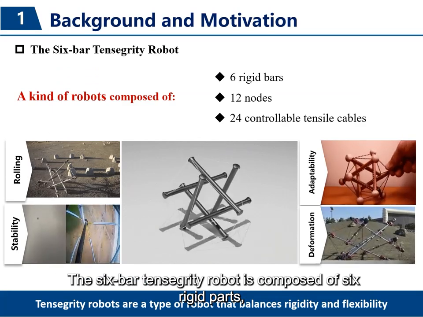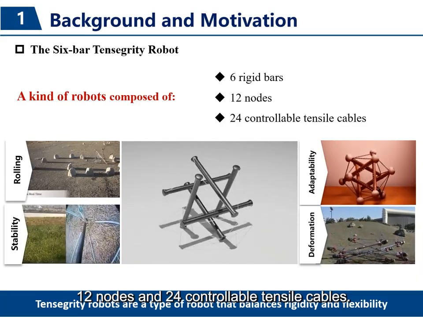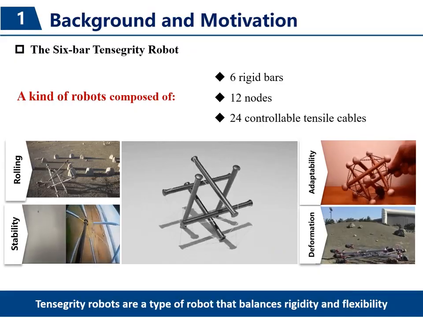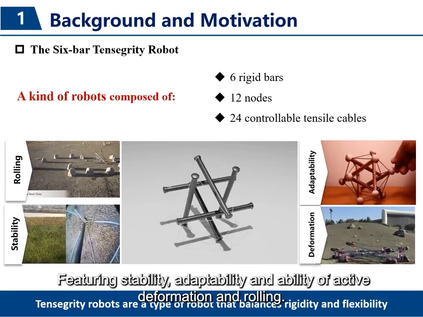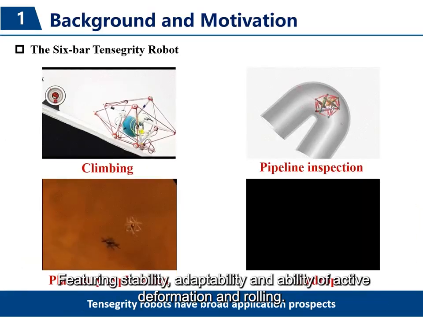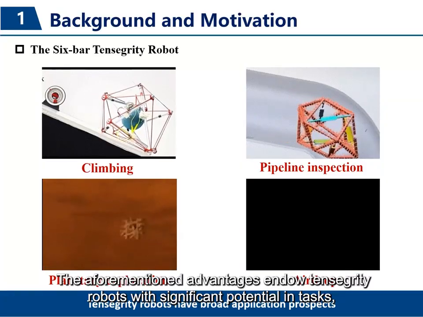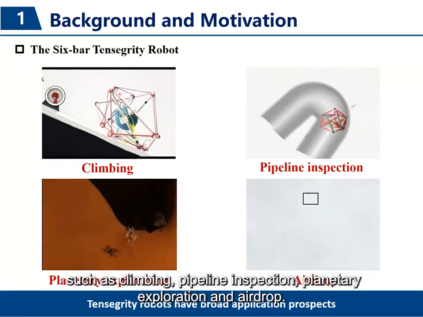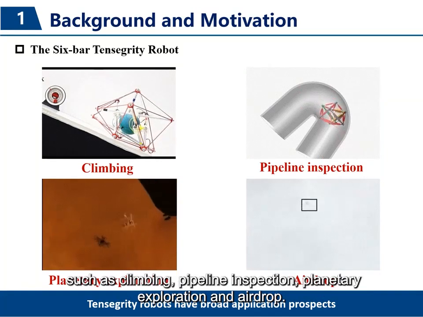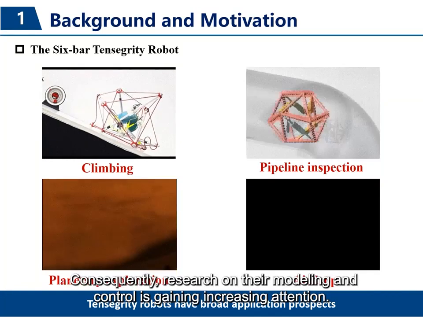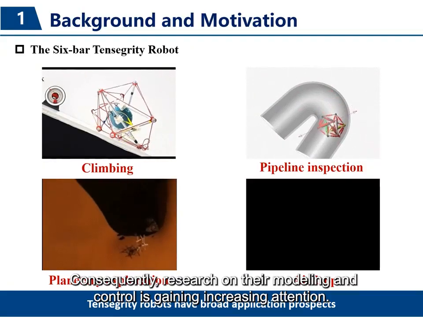The 6-bar tensegrity robot is composed of 6 rigid bars, 12 nodes, and 24 controllable tensile cables, featuring stability, adaptability, and the ability of active deformation and rolling. These advantages give tensegrity robots significant potential in tasks such as climbing, pipeline inspection, planetary exploration, and airdrop. Consequently, research on their modeling and control is gaining increasing attention.